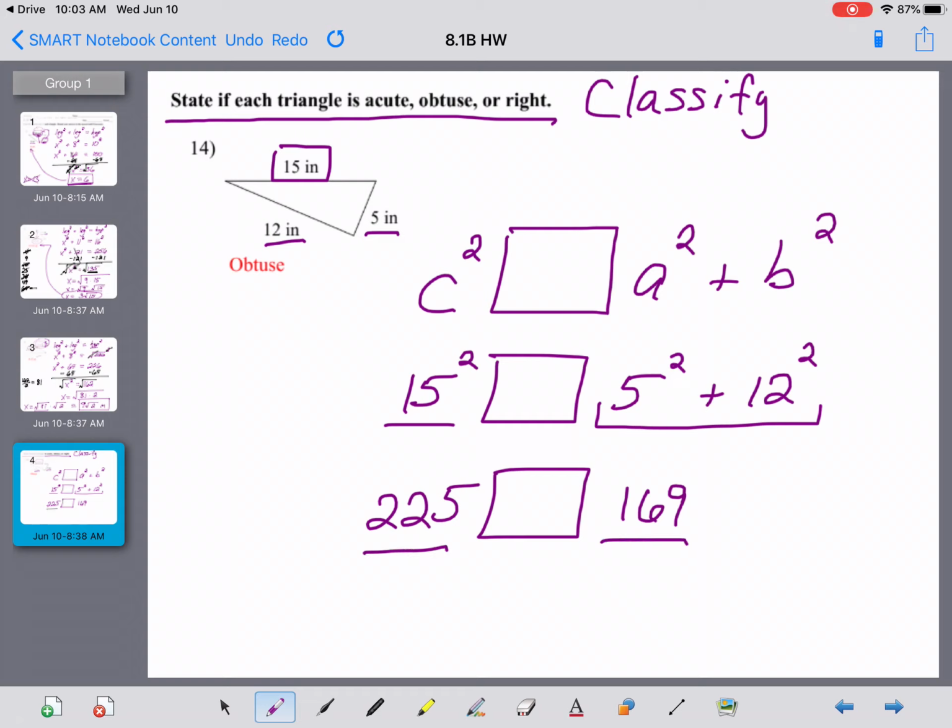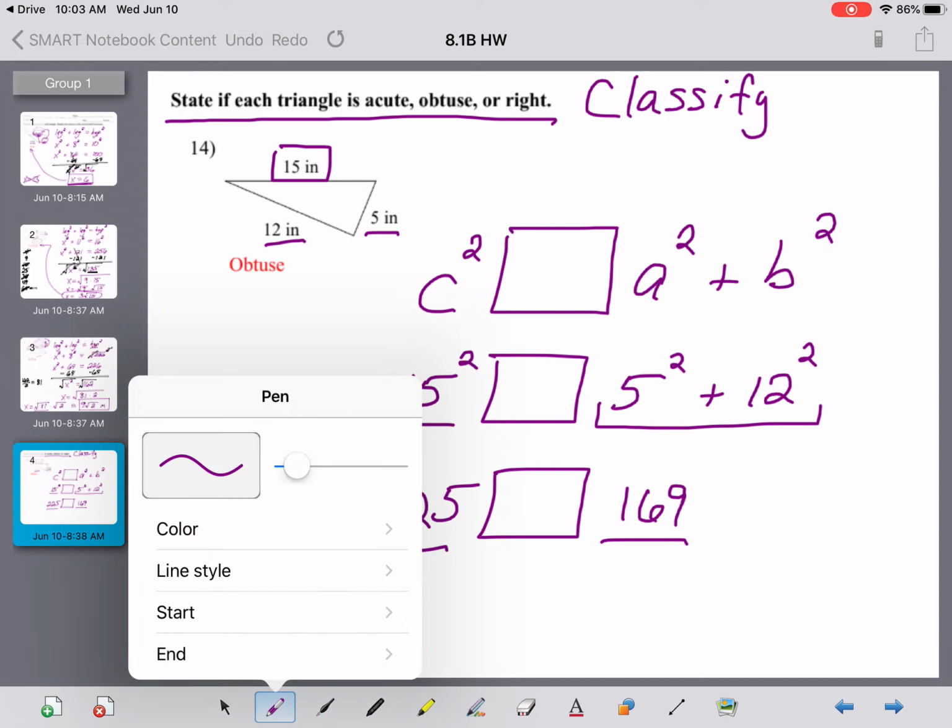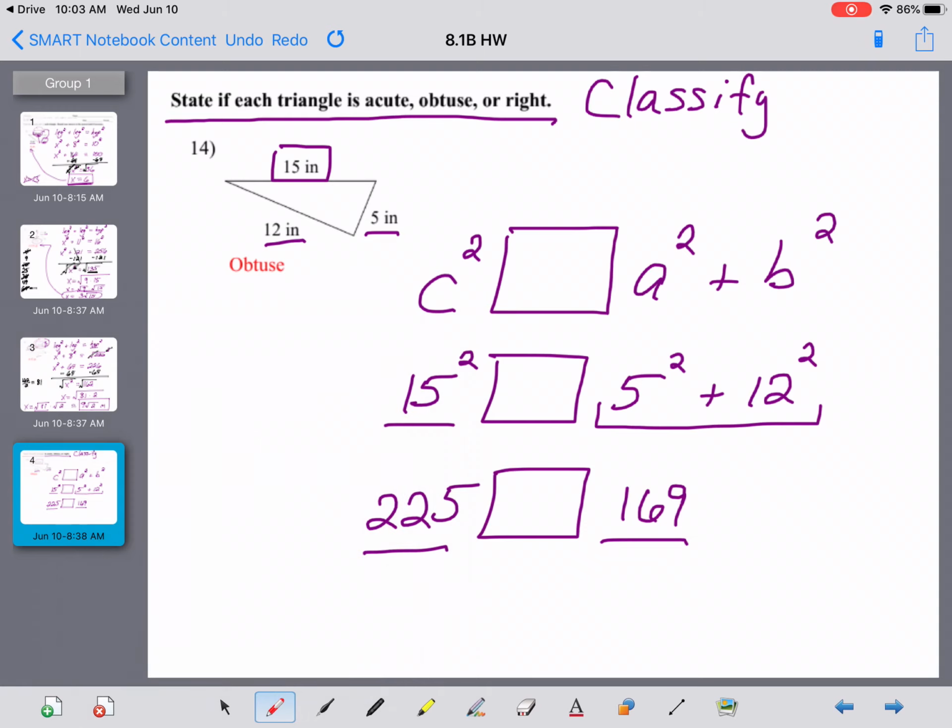Now, what we can see right here, everybody, is that the two numbers we came up with on the left and the right are not equal to each other. If they were equal, this would be a right triangle because the Pythagorean theorem would hold in reverse. But as it is now, they're not equal. 225 is greater than 169. That means, going up now, that c squared is greater than a squared plus b squared. And when you see the greater than, we think bigger. That means that this triangle here is an obtuse triangle.